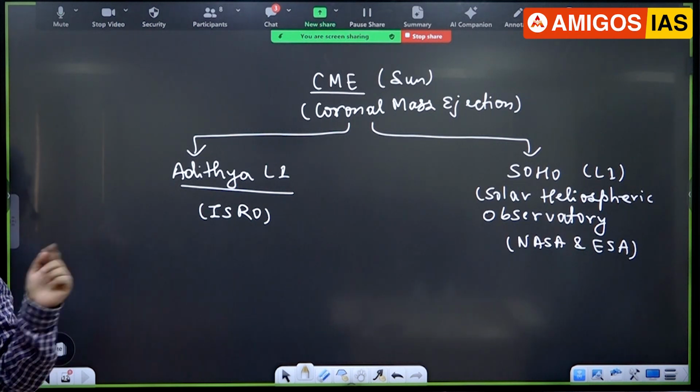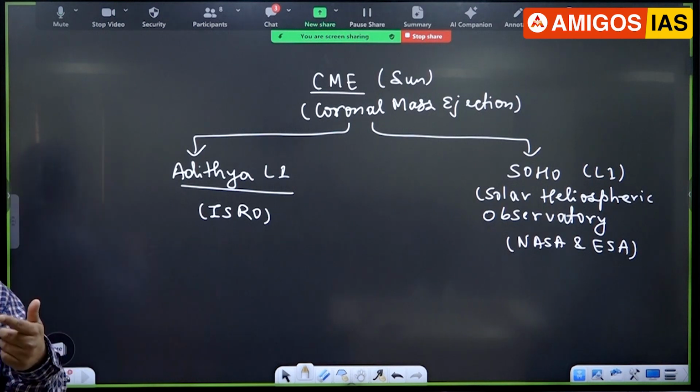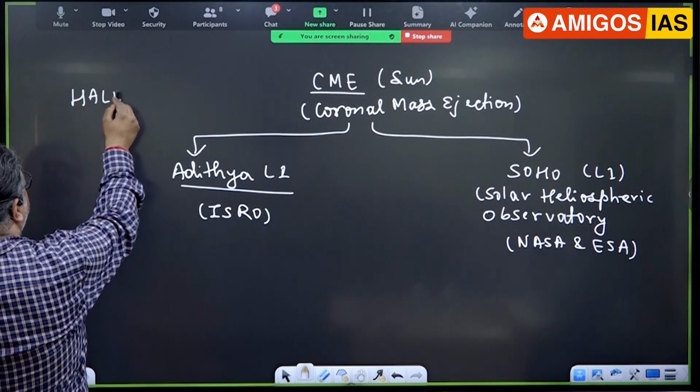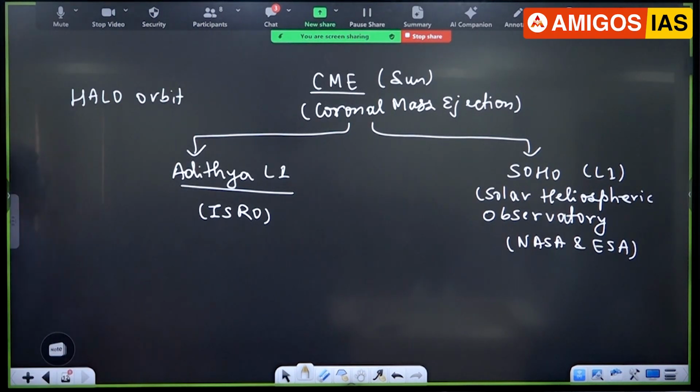And how is it possible to keep both of them at the L1 point? SOHO was at L1. How is it possible? I have discussed it in the classroom. Halo orbit, very good. A 3-dimensional orbit there. The spacecraft will rotate about that point. It's not on a particular point. Remember that the spacecraft is not on a point; it goes around that point. So there, both of these are working.